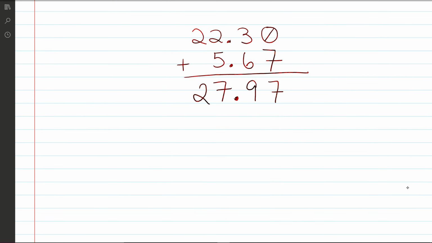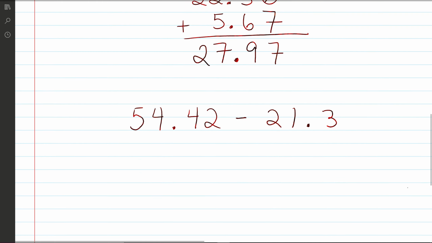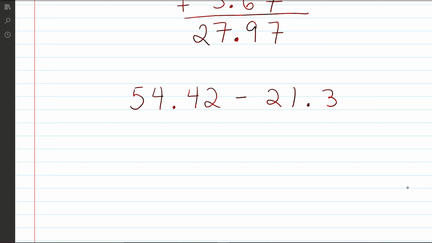Alright, so how about we try some subtraction? So let's say we had 54 and 42 hundredths minus 21 and 3 tenths. 54 and 42 hundredths minus 21 and 3 tenths. So again, we line up the decimal places. For 54 and 42 hundredths, the whole numbers, the 2 goes under the 5.